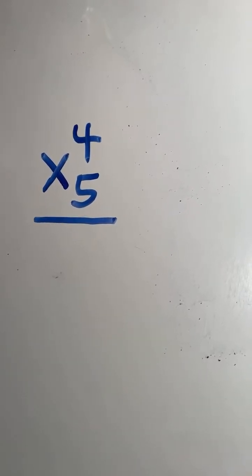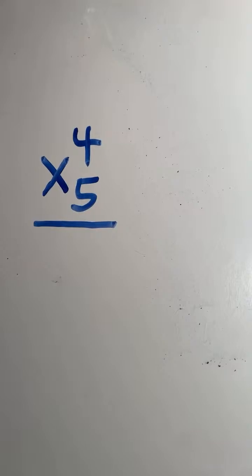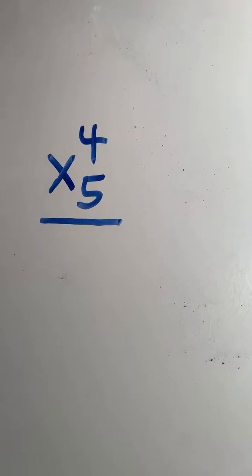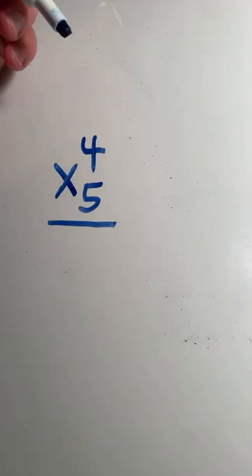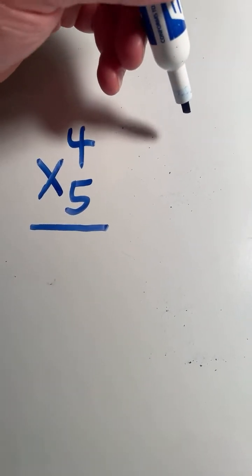So the object could be anything. It could be circles, it could be X's, it could be dots, it could be tallies. For the first example, I'll do X's. So I'm going to make X's. I'm going to make 4 rows of X's. I'm going to make 5 in each row.